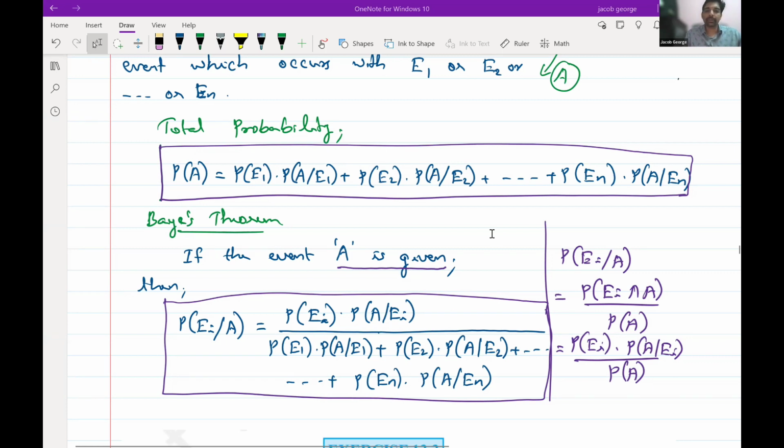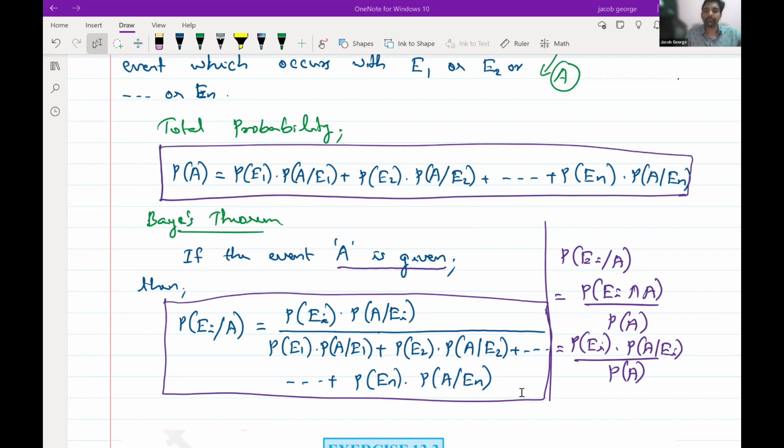I repeat, in total probability we find P of A. In Bayes theorem, A will be given. So when you read the problem, you can easily understand. Capital A will be given, and we have to find out P of Ei slash A, Ei given A. What's the formula? P of Ei into P of A given Ei by the total probability. Denominator will be P of E1 into P of A given E1 plus P of E2 into P of A given E2 plus etc. plus P of En into P of A given En. Is it clear?